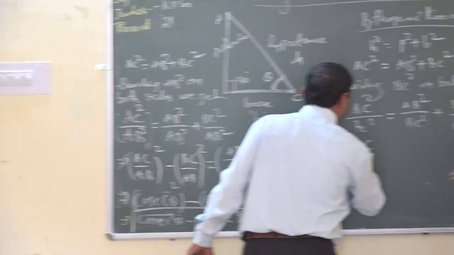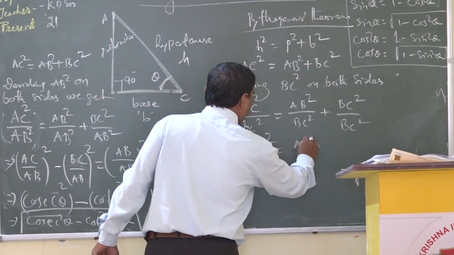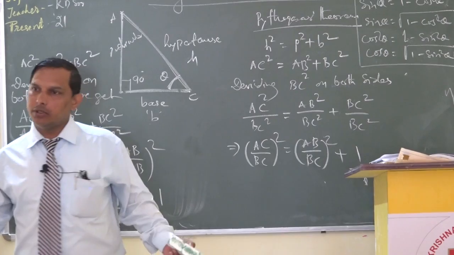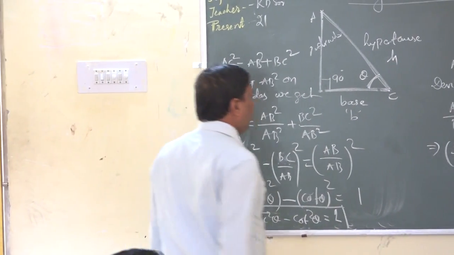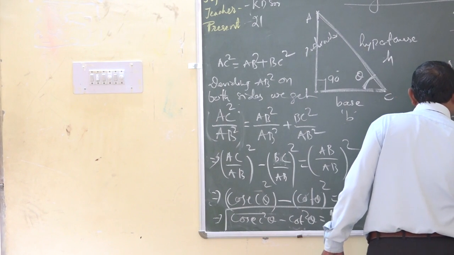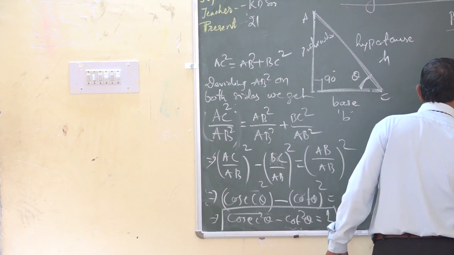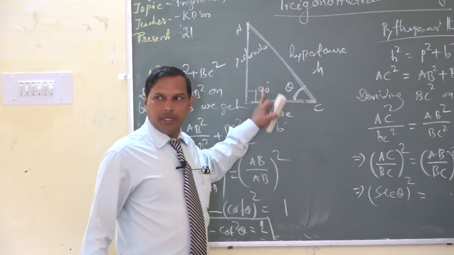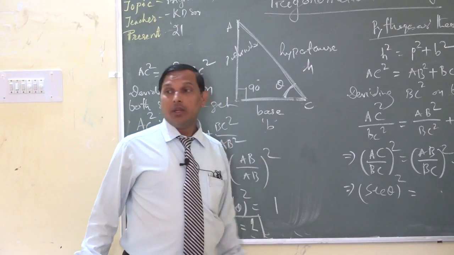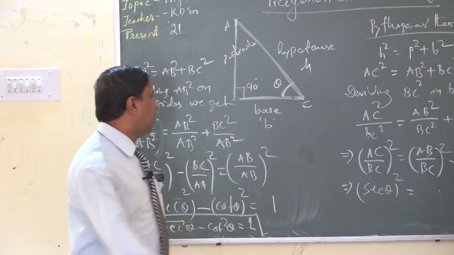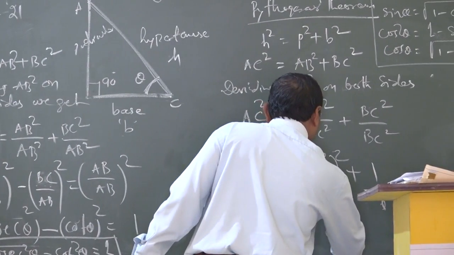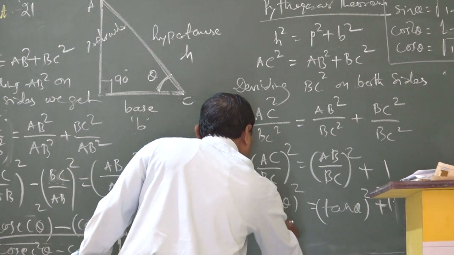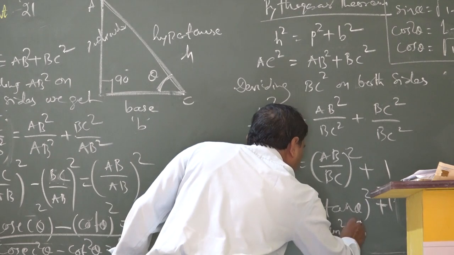So we can say right now AC by BC whole square is equal to AB by BC whole square plus 1, because BC square by BC square is equal to 1. Clear? Now you can write AC by BC is equal to sec theta, whole square. AB is the perpendicular P, BC is the base B. So P by B whole square. P by B means tan theta. So sec theta whole square is equal to tan theta whole square plus 1, or sec square theta is equal to tan square theta plus 1.